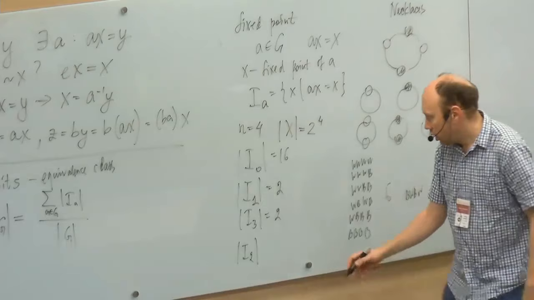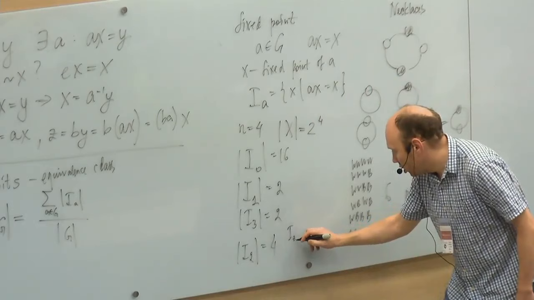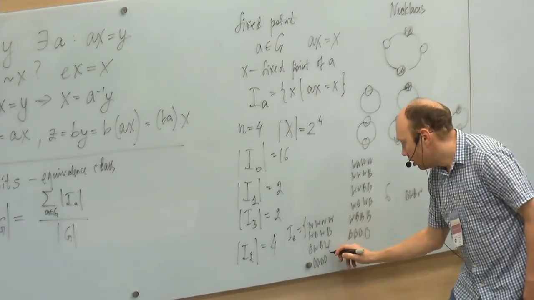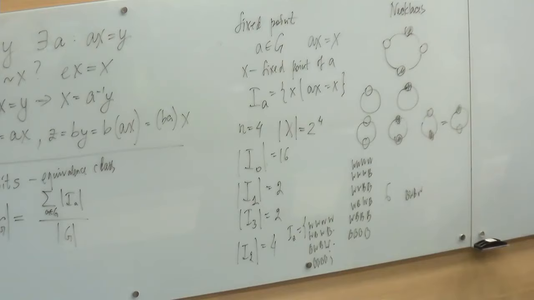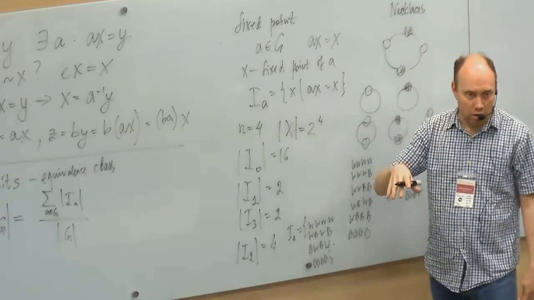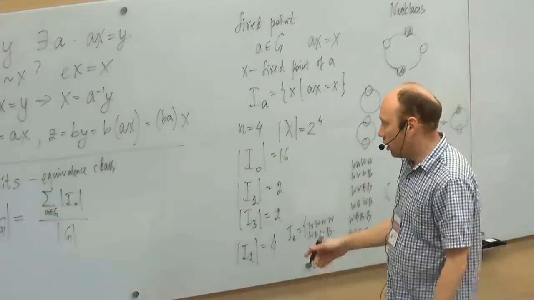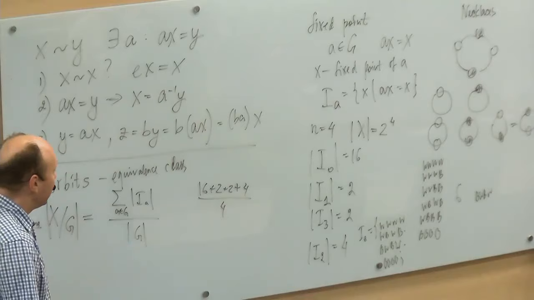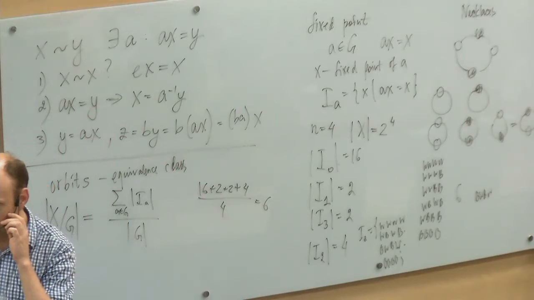Do you understand? So I2 consists of all whites, white-black, black-white, and all blacks. These 2 are equivalent if we consider them up to a rotation. But when we are talking about fixed points, it's still not up to rotation. It's still in the original set. Okay, so if we put it into the lemma, we get the average number: 16, 2, 2, and 4 divided by 4. And magically, it is 6. Just as we counted by hand. Not magically actually, but because of Burnside's lemma.